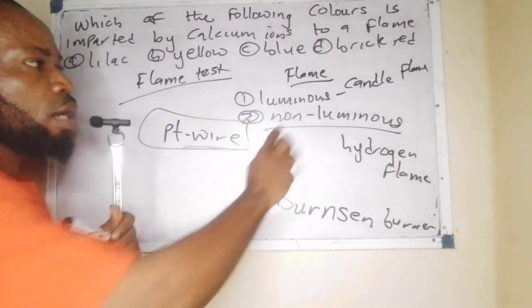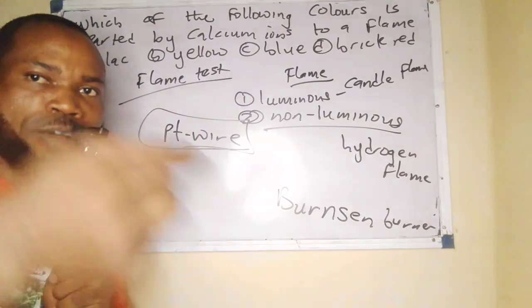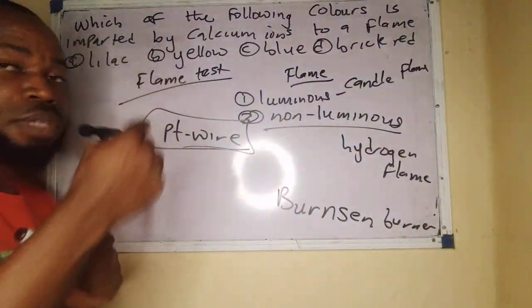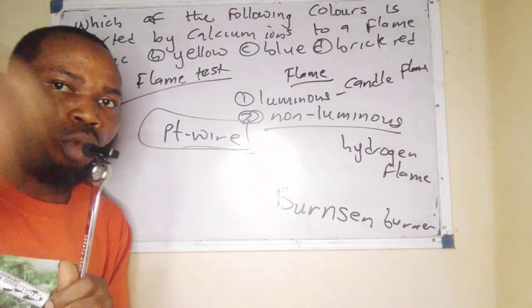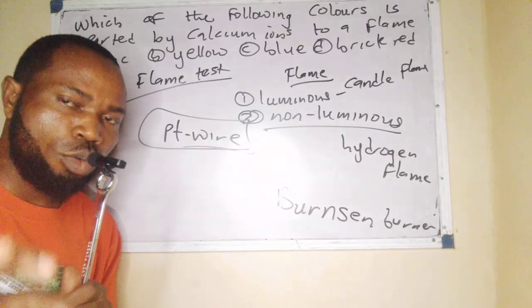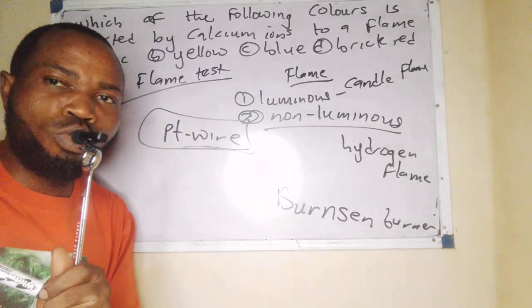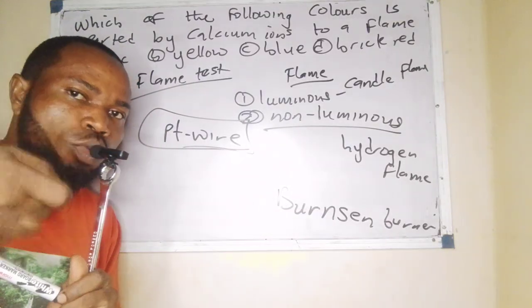Now, look at two things. The non-luminous flame is commonly used in the flame test. And what's the flame test? The flame test is to test for the presence of metallic ions, because different metals produce a characteristic color that is particular to them.